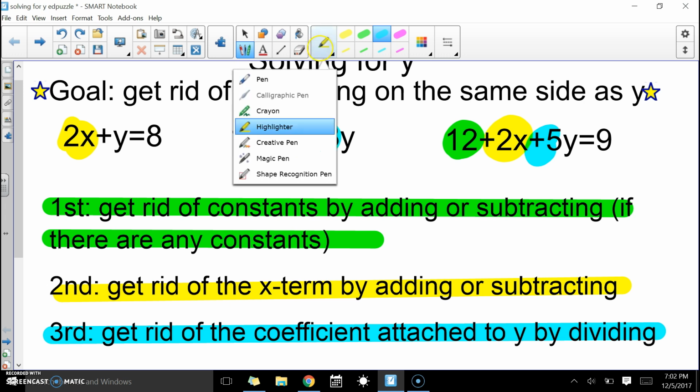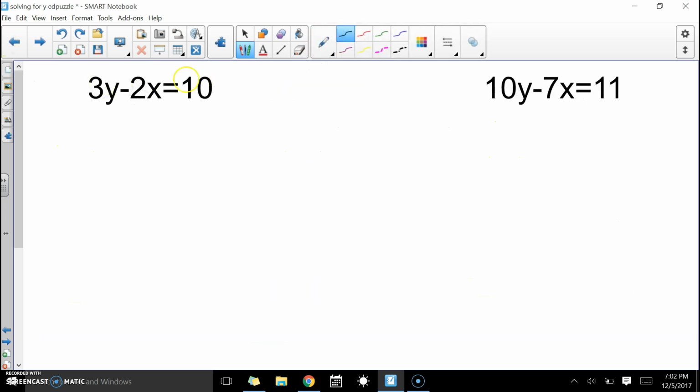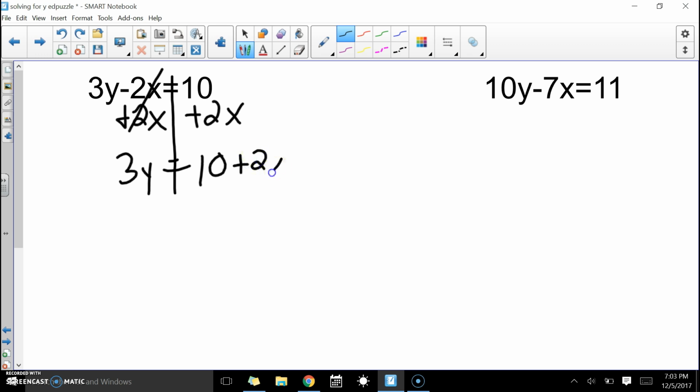So let's do some problems with practicing that. I'm going to show you how to do this problem, so make sure you pay attention because you're going to do this one on your own. Okay, so I know that y is on the left side of the equal sign, so I have to get rid of everything else that's on the same side as y, which means I need to add 2x on both sides. Okay, and this cancels out, so I'm left with 3y equals, I can't combine 10 and 2x because they're not like terms, so I just write it out. So I say 10 plus 2x.